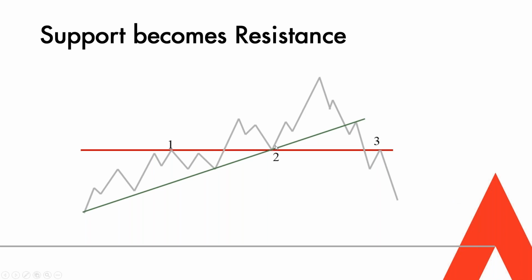Over here we have a red horizontal line which was acting as support through points 1 and 2. And then later over here at point 3, we can see it actually breaks down through the red horizontal line of support. It actually rallies up underneath the horizontal line at point number 3 and finds resistance at that level, where it then fails and continues on down from that level.